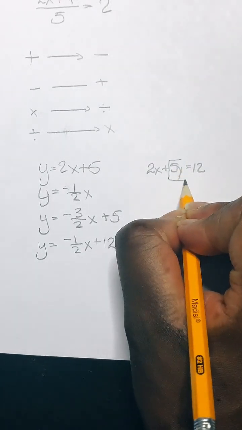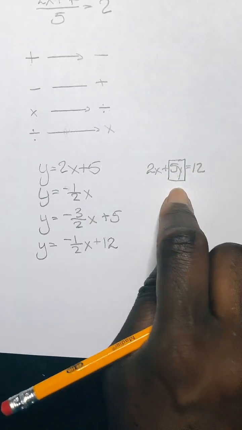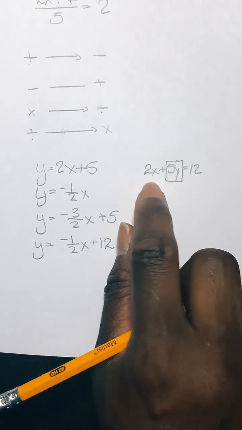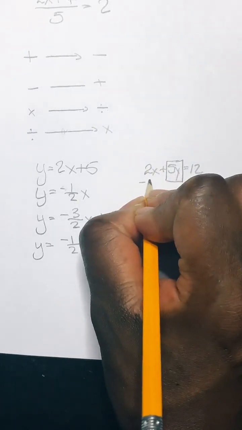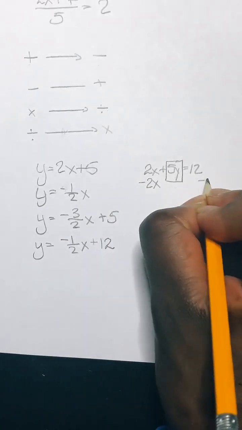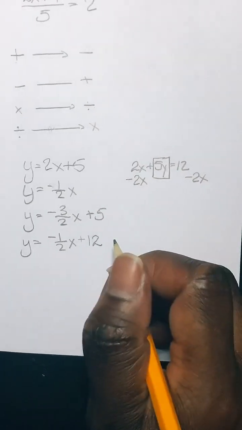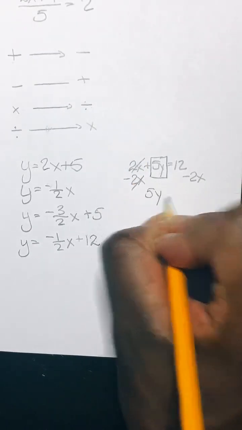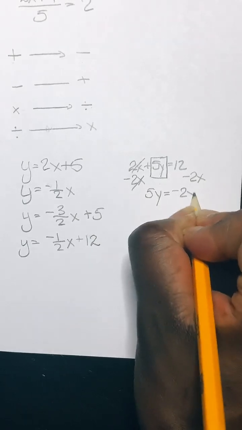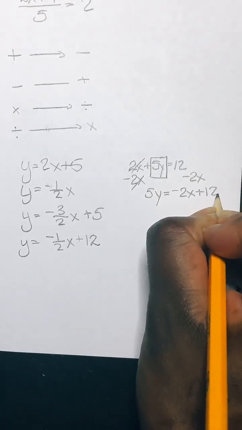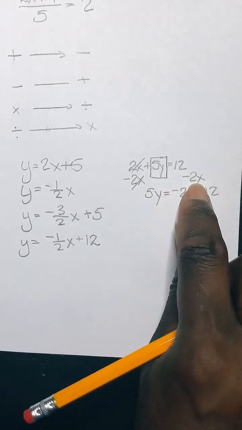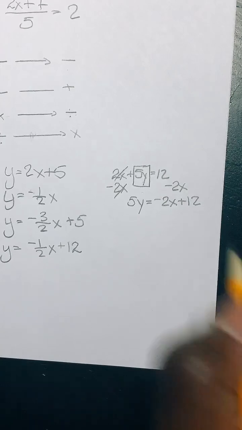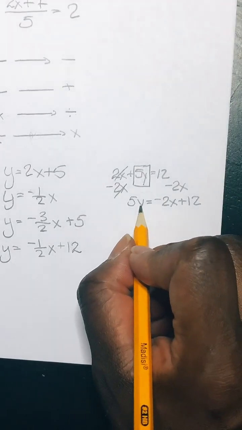So this is you and your boo. You and your boo is staying right here, VIP suite. Here comes a little tribe that's trying to break it up. What you got to do is subtract them out of your life. So when you do that, you have your 5y is equal to negative 2x plus 12. If you want to say 12 minus 2x, that means exactly the same. Don't let that teacher tell you anything different.